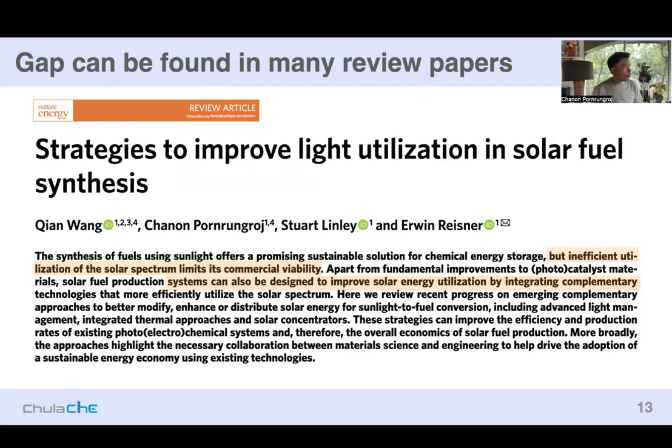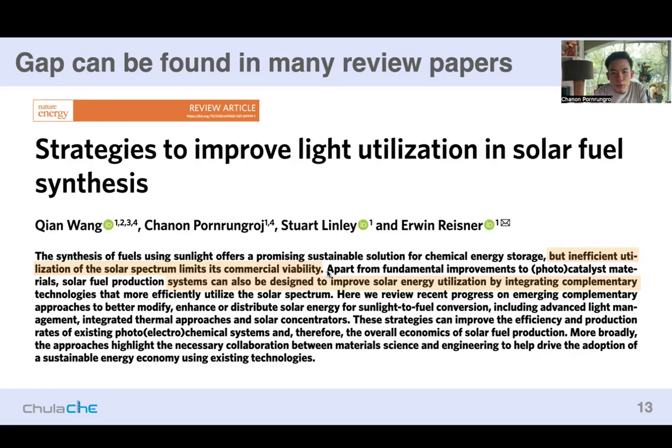When you read these papers, you can find the gap stated very clearly, mostly in the introduction and in the abstract. This is my own paper. If you read the abstract, which is the compressed version of the whole paper, you understand exactly what the research question is. Let's say the synthesis of fuels using sunlight. So I'm talking about solar energy conversion. It's a promising sustainable solution for chemical energy storage. So this is a broader idea of what this review paper will talk about. And the gap is already mentioned here: the inefficient utilization of the solar spectrum limits commercial viability, right?